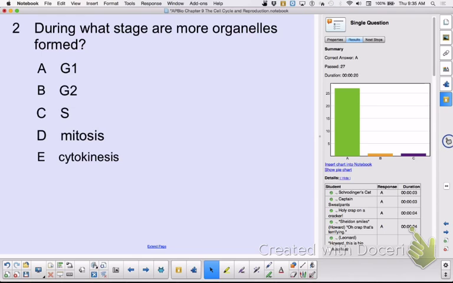G1, more organelles. Good job, Schrodinger's cat.